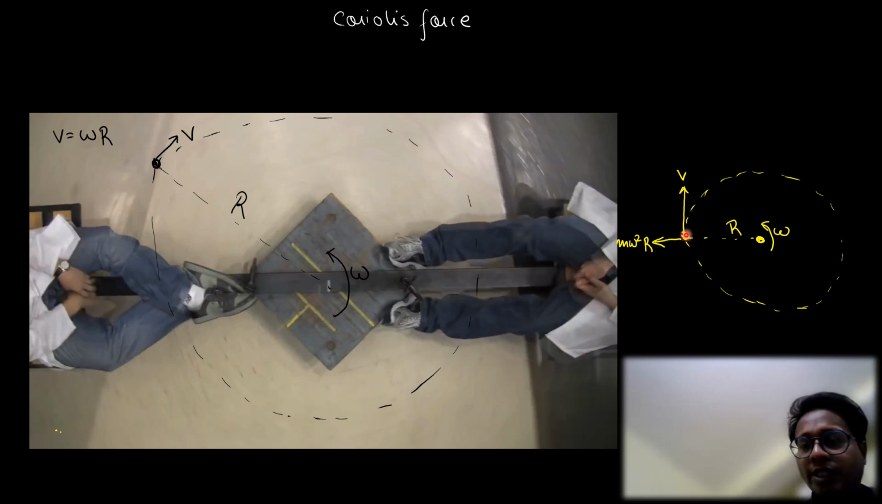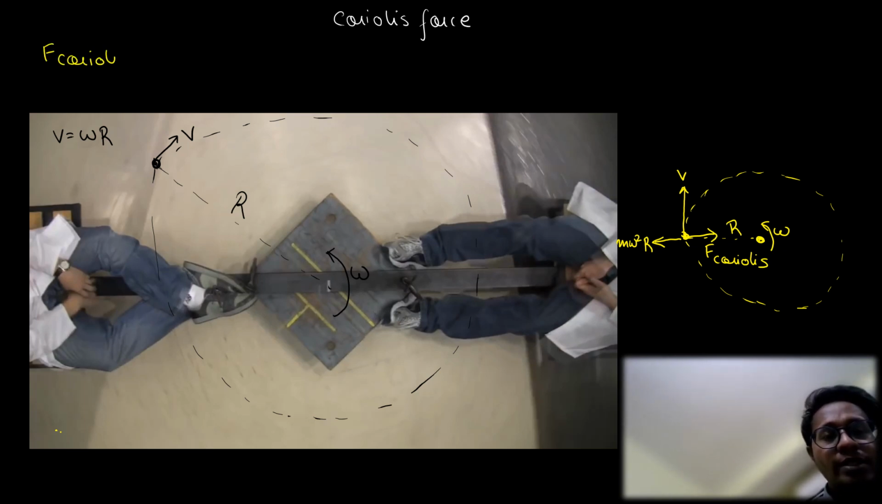But unfortunately, what is happening is that the body is rotating in this direction. So there is another additional pseudo force acting in this direction, and this pseudo force is nothing but the Coriolis force that has been explained before. And what was the formula for Coriolis force? F Coriolis is equal to minus 2m omega cross v.